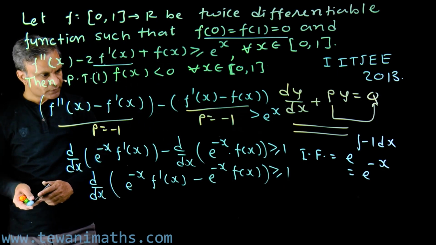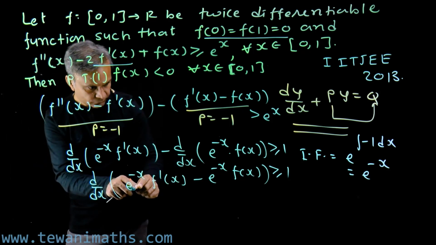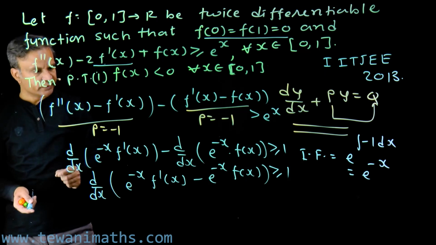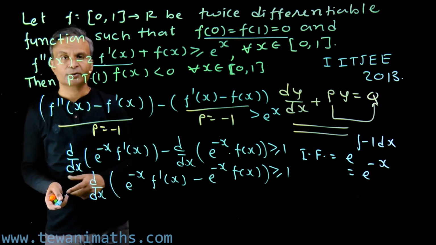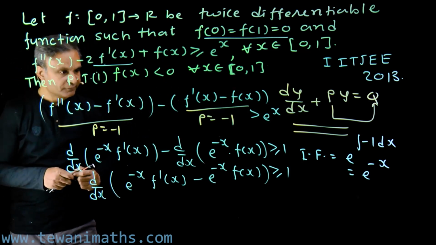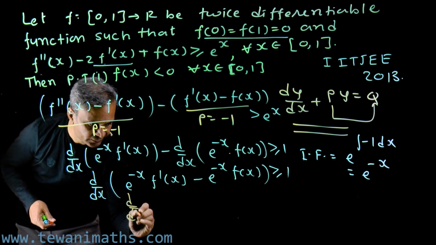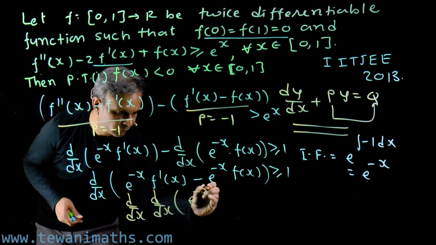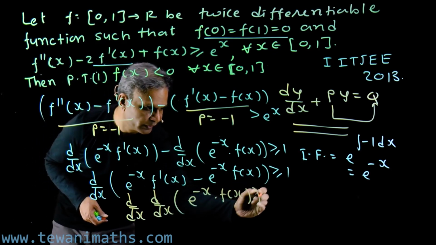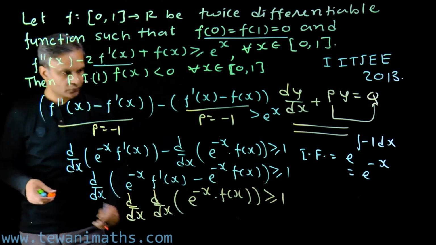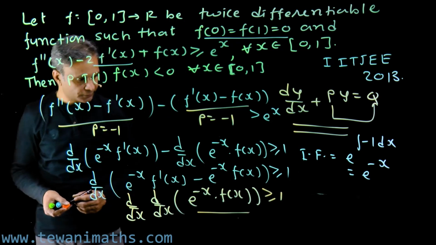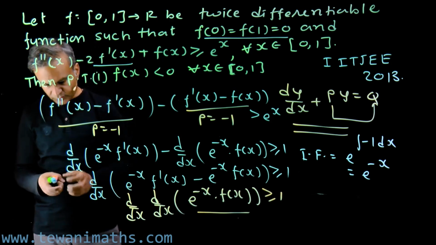Okay, now these two terms form the derivative of e power minus x into f dash x. Now we have d by dx of e power minus x into fx, and this is greater than or equal to 1. So the double derivative of this is greater than or equal to 1, which means it is positive.